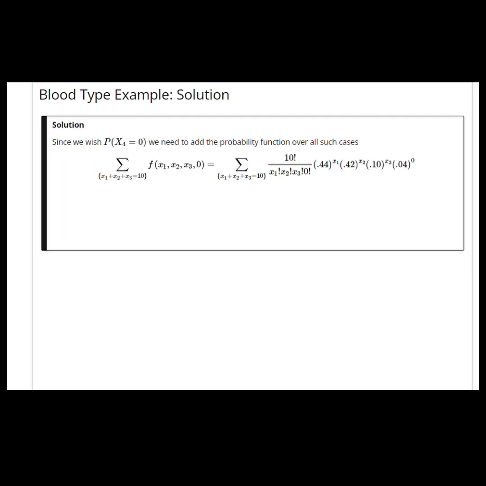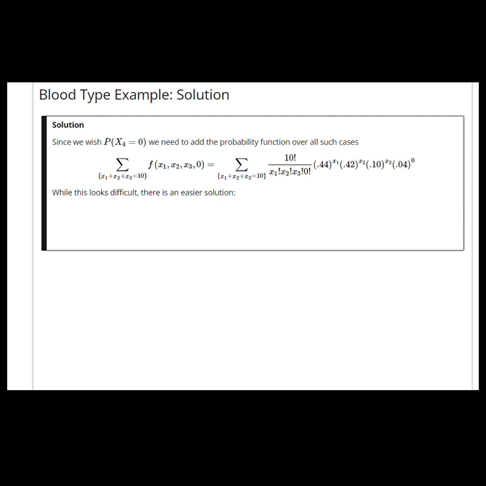Solution. We're looking for the probability that x4 is equal to 0. So we could take the joint probabilities, f of x1, x2, x3, x4, and add over all cases for which x4 is equal to 0. In other words, we add over x1, x2, x3, such that the sum of those integers is 10, while x4 is 0. And that's a rather complicated sum with many different terms.